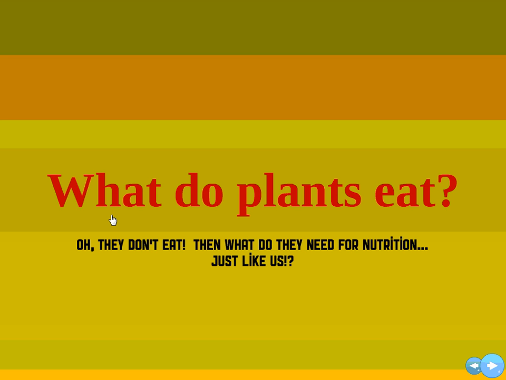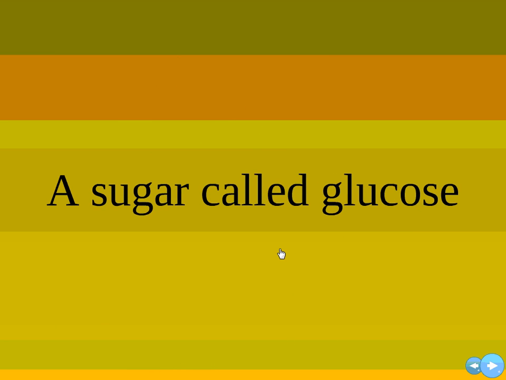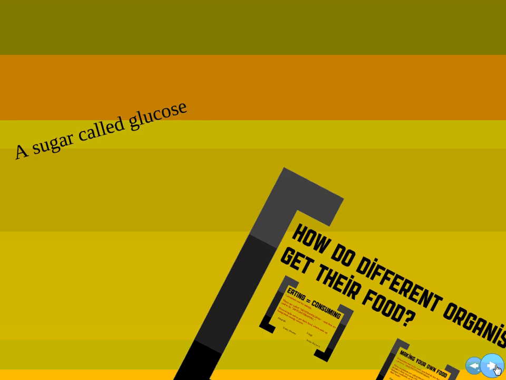Next up, what do plants eat? Oh, well, they don't eat. Then what do they need for nutrition? Just like us. We need things for nutrition as well, and so do plants. They need a sugar called glucose, and so do we. But we eat to get our glucose. We eat to get our sugar. But again, plants can't go and get it to eat it. They make it instead.